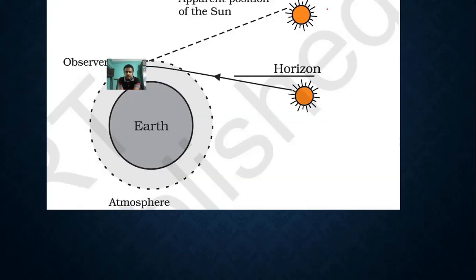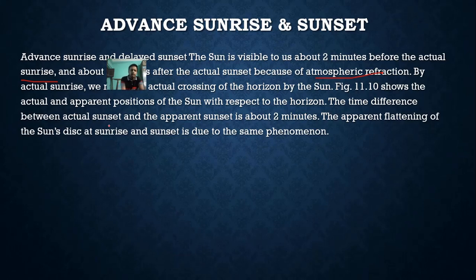This is the image. This is the apparent position of the sun, and this is the horizon. When the sun is below the horizon, this is the case of sunset. When the sun is below the horizon, we would see the sun at this position. So this is the apparent position, this is the observer, and this is the atmosphere. By refraction, we are seeing it here. The time difference between actual sunset and apparent sunset is 2 minutes. The apparent flattening of the sun's disk at sunrise and sunset is due to the same phenomenon.